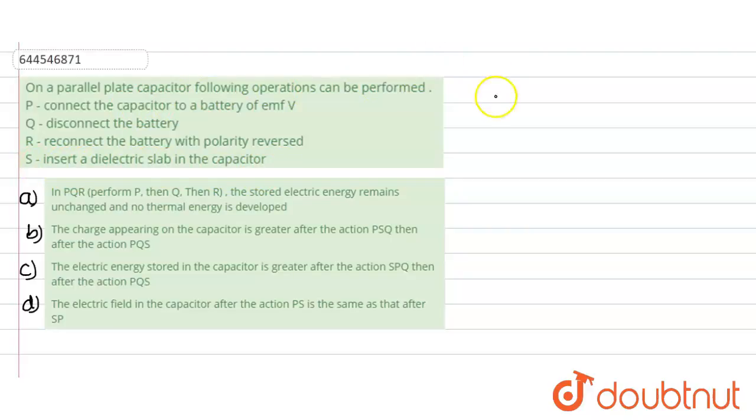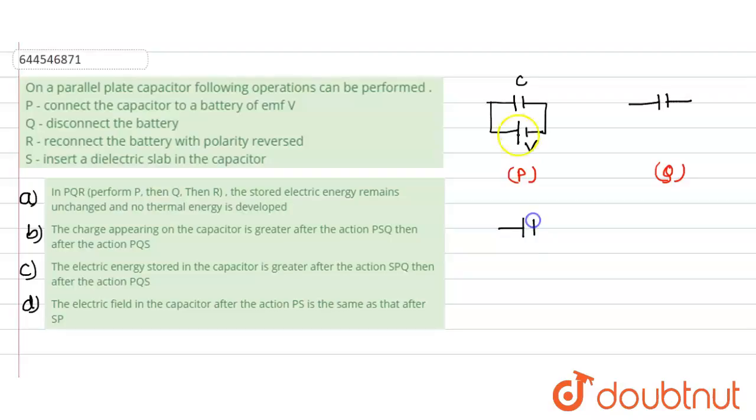Let's say this is the first situation. In this, we have a capacitor and we connect it to a battery of voltage V. Let's say the capacitance is C. This is our P. Now in Q, we are just disconnecting it, so it would be like this. This is our Q, and then in R, we are reconnecting with the reverse polarity.